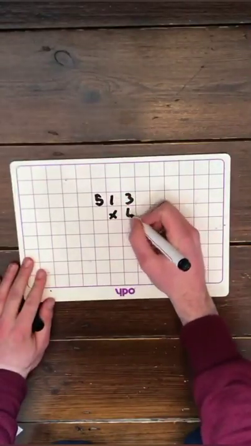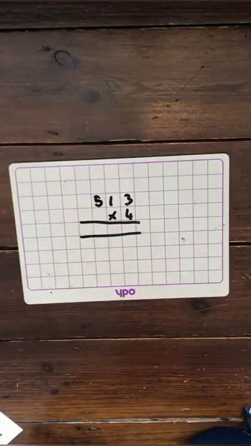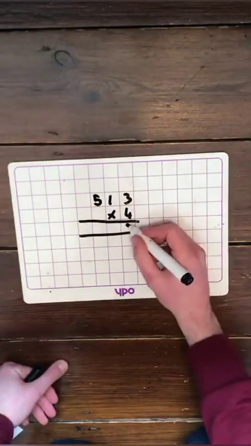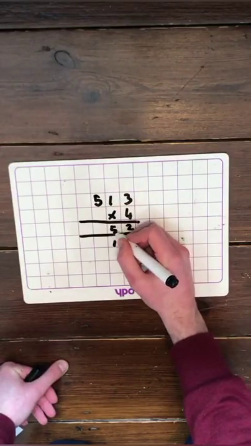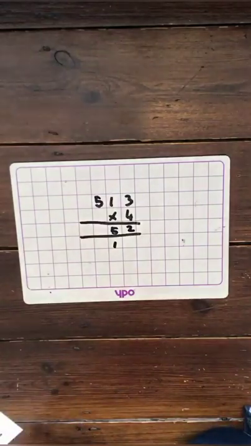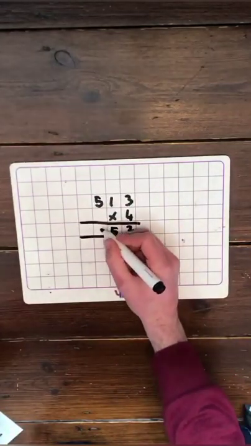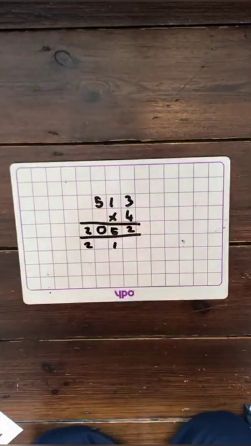513 times 4. So 4 times 3 is 12. 4 times 1 is 4, plus the 1 is 5. 4 times 500 is 2,000, but we're saying 4 times 5 is 20. 0, carry the 2. Well done.